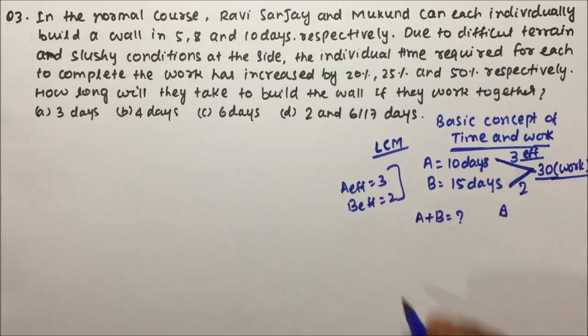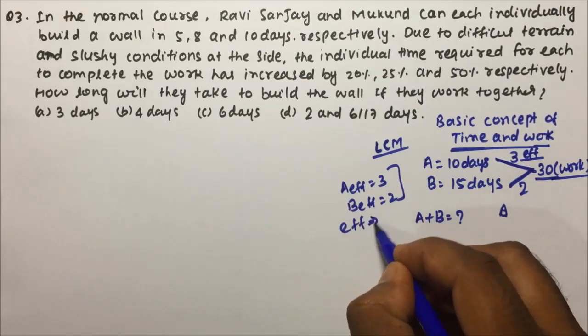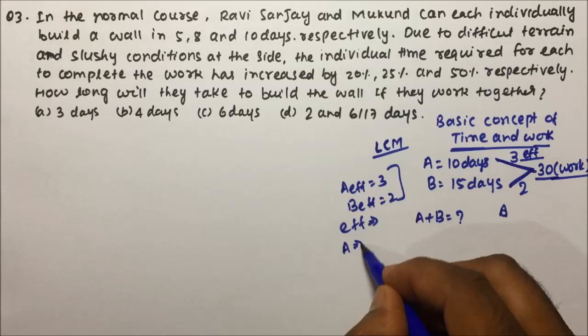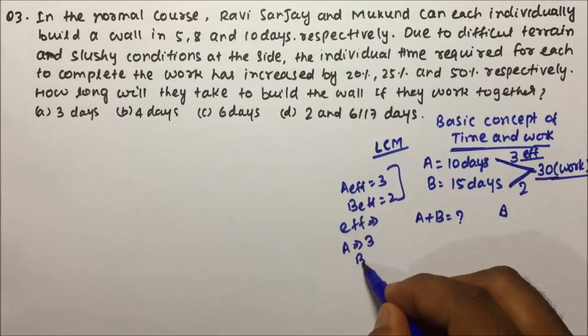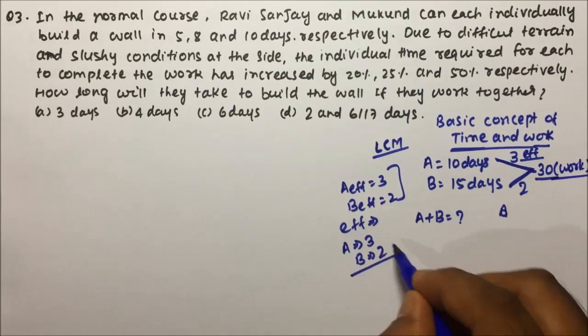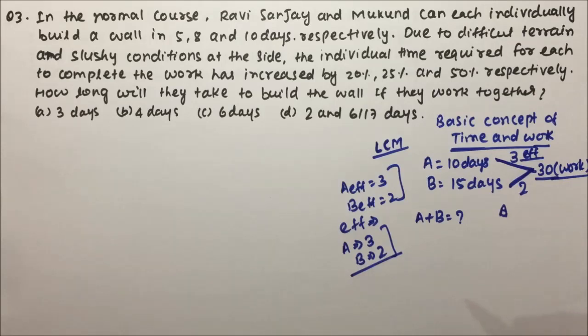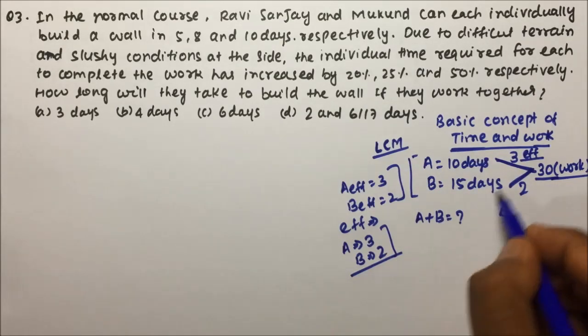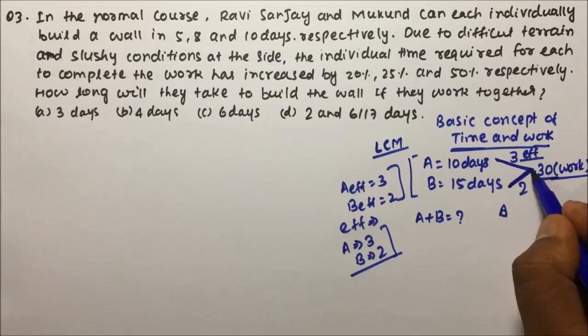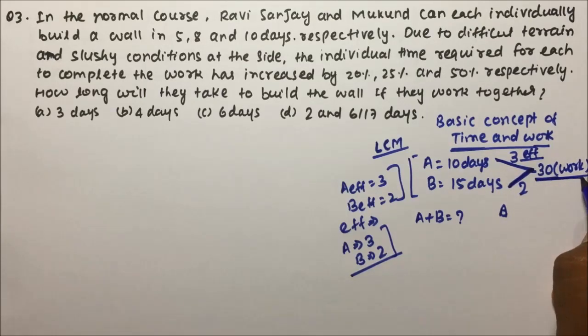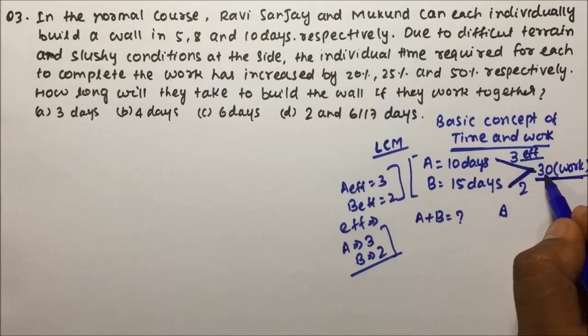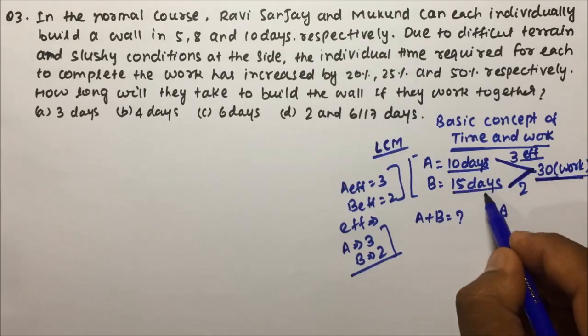Now the meaning of efficiency is that A is able to do 3 work in a day and B is able to do 2 work in a day. That is the only meaning of efficiency. Now friends, see how we have made this question very simple. We took the LCM, which is 30, and once we take the LCM, that becomes our work. Now 30 divided by 10 goes 3 times, and 30 divided by 15 goes 2 times.